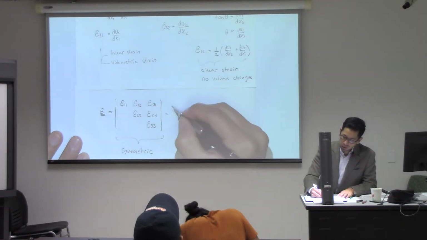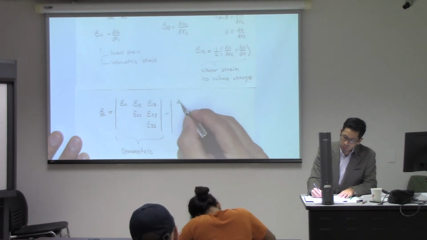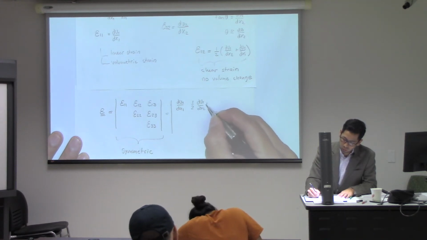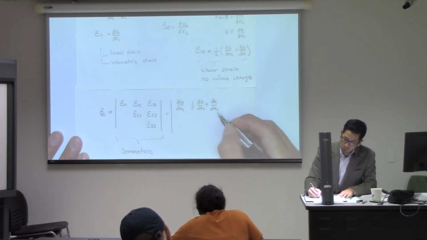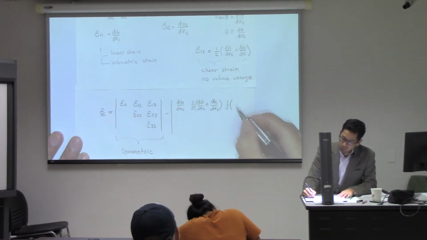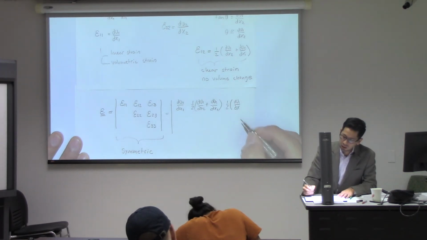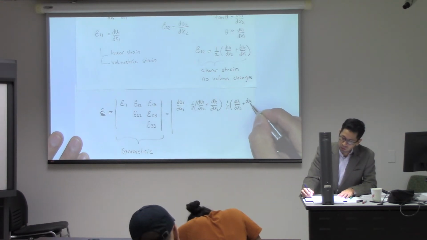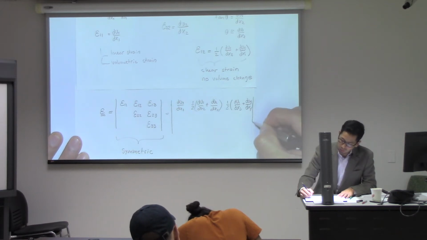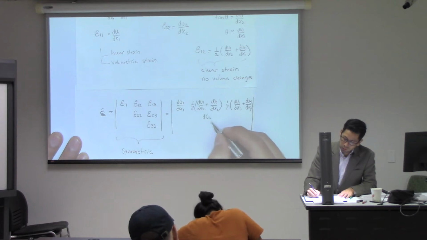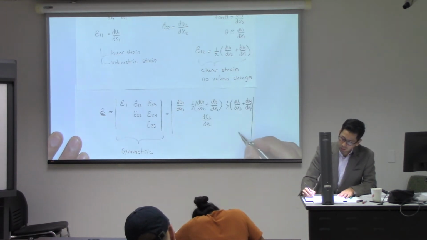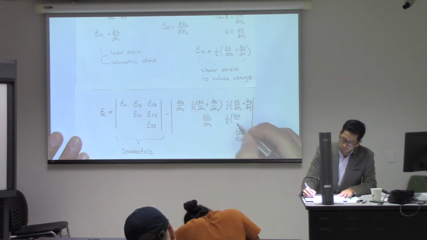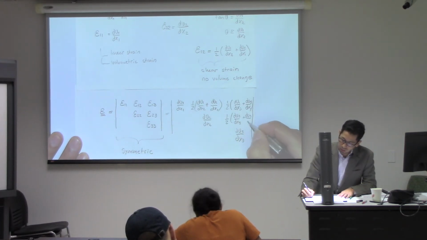And if I want to fully write this in terms of displacements, this is going to be du1 dx1, 1/2 of du1 dx2 plus du2 dx1, 1/2 du1, what is going to be here? dx3, right? du3 dx1, and this is going to be du2 dx2, and this is going to be du3 dx3, and this is going to be du2 dx3 plus du3 dx2.